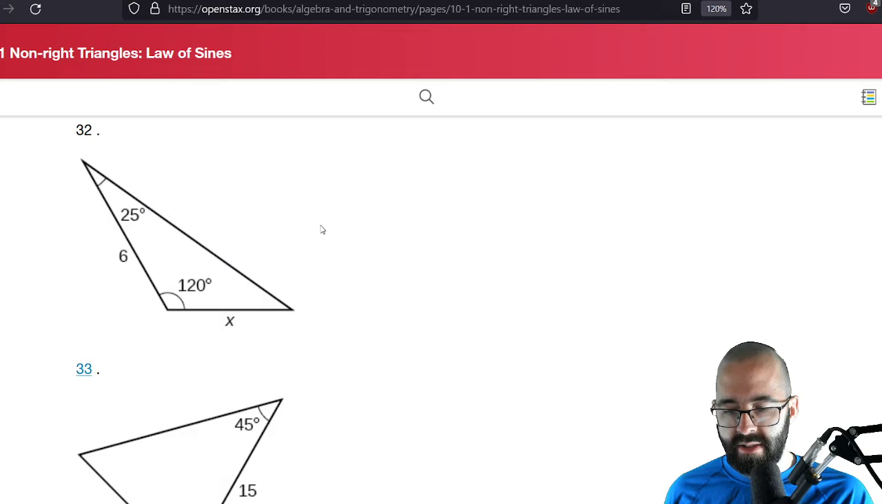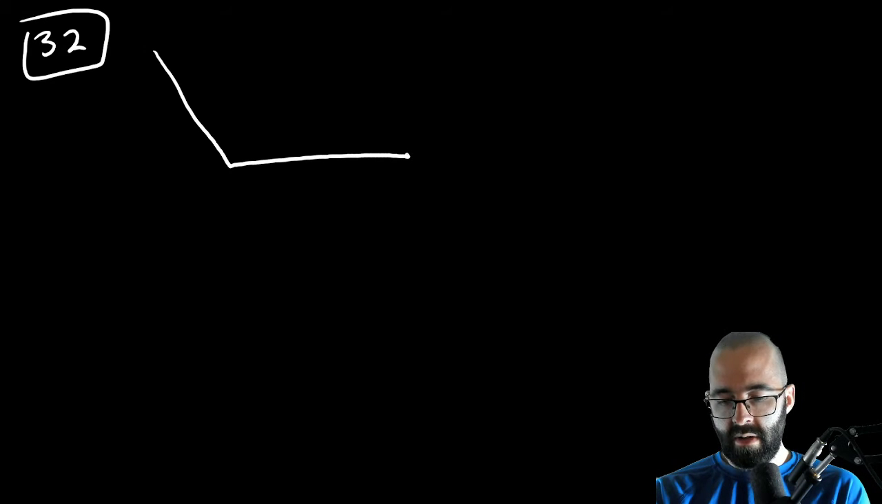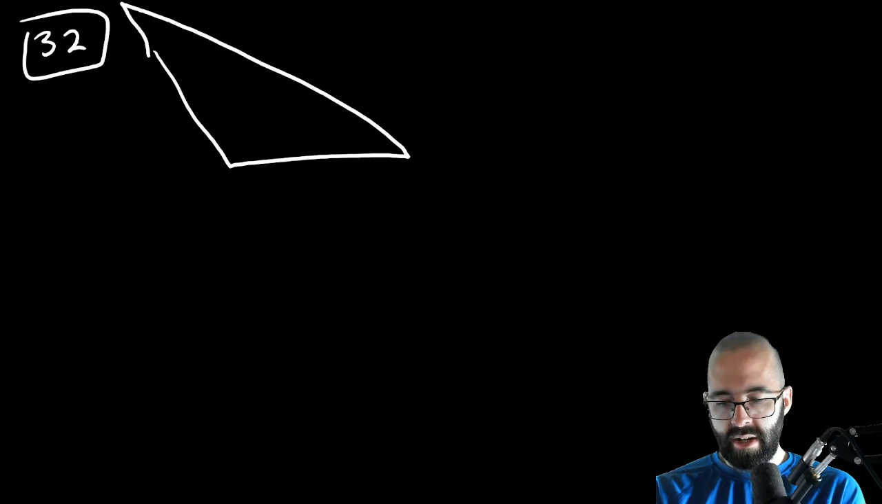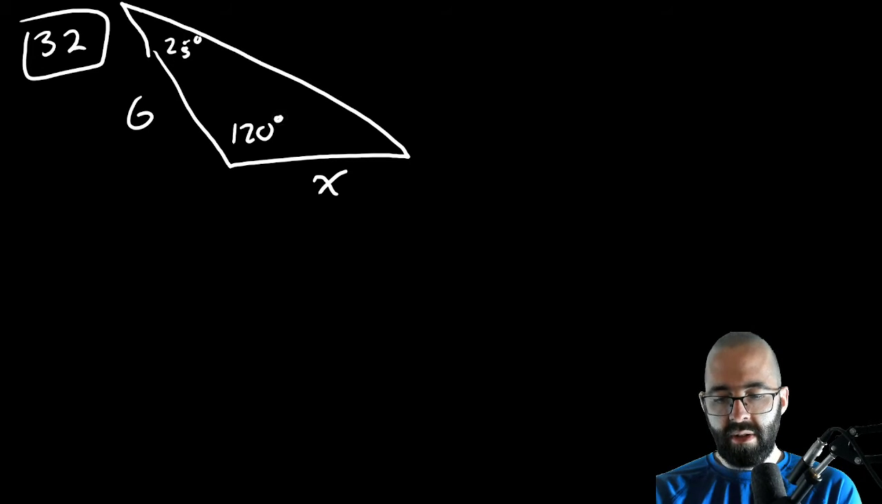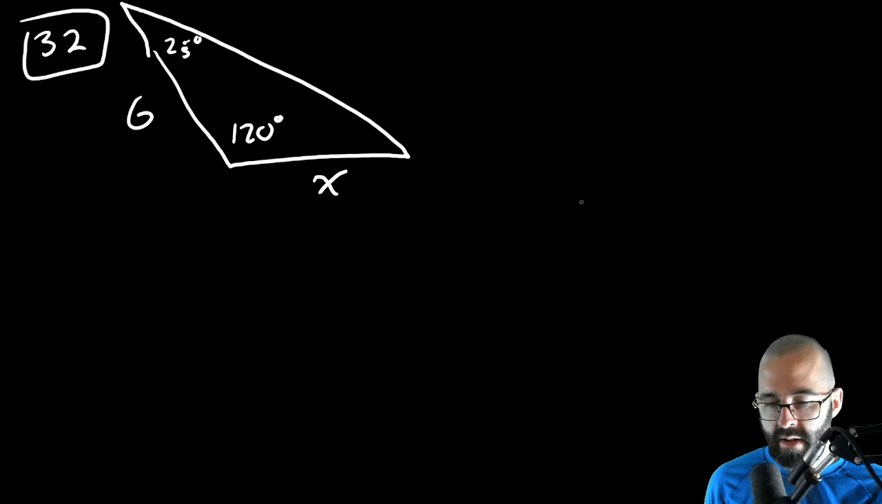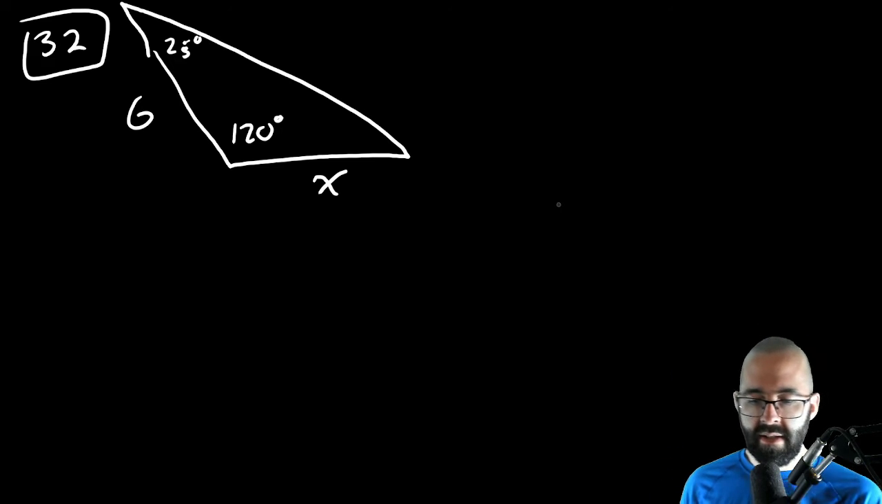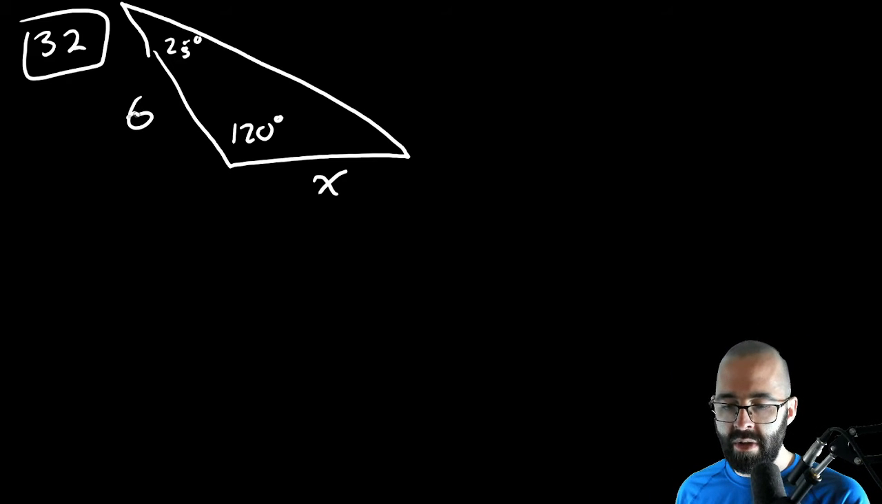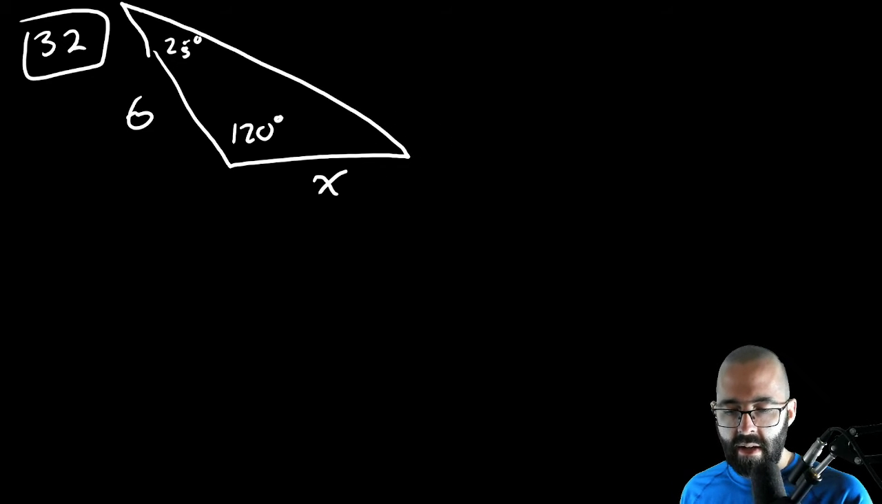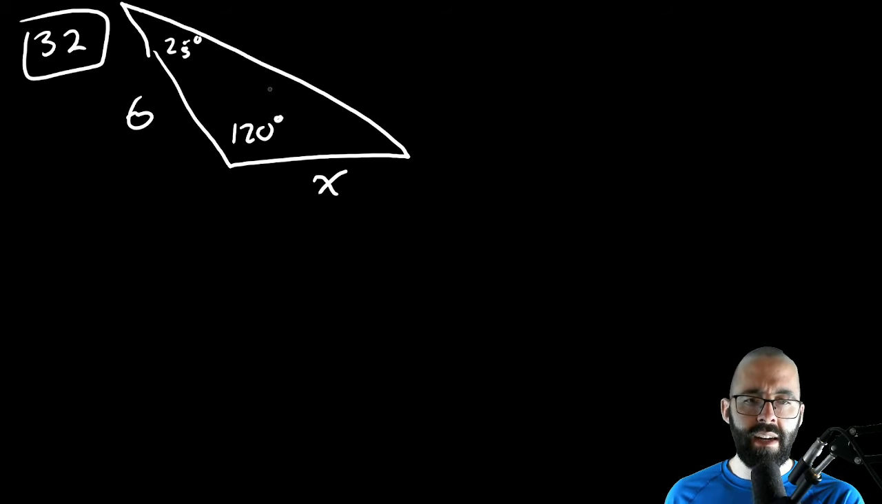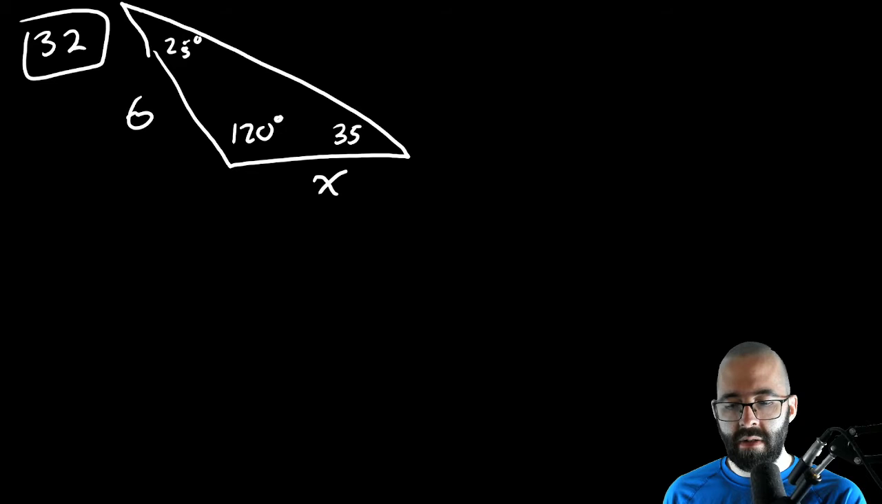Find the length of side x, round to the nearest tenth. Okay, so a triangle like this. This is 25 degrees, 6, x, and 120 degrees. All right. Well, we need to start with a pair that we know. We don't know any pairs, so we're going to have to solve for this angle first. These two angles add up to 145 degrees. So to get to 180, we need 35 degrees more.